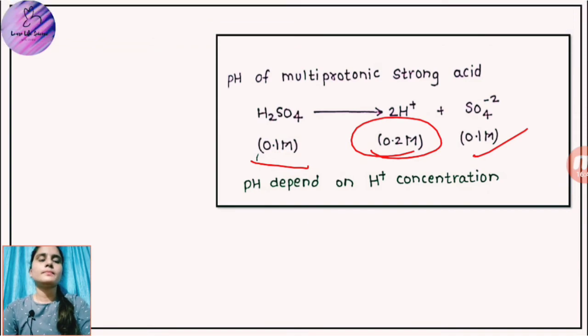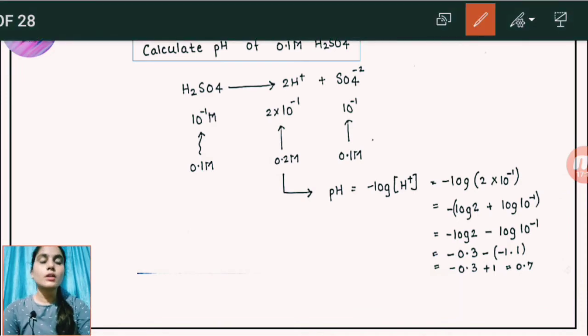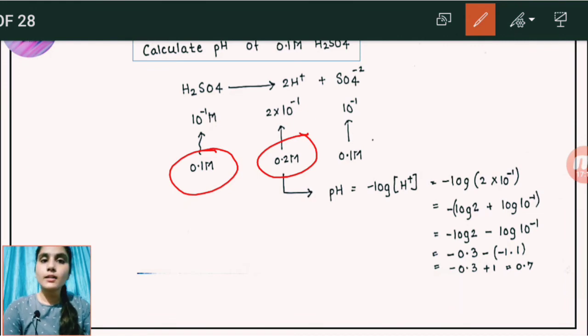Okay, now for example, you are given to calculate the pH of a multiprotonic acid, for example sulphuric acid. Its strength is 0.1 molar. Now what will be the condition? H2SO4 on dissociation will liberate 2 hydrogen ions as well as a sulfate group. Initially the concentration was 10 raised to minus 1 molar. After dissociation, what you will get? Now, this is what I was talking about. Initially we had a concentration of 0.1 molar. After dissociation, you will have 0.2 molar of hydrogen ion in the solution.